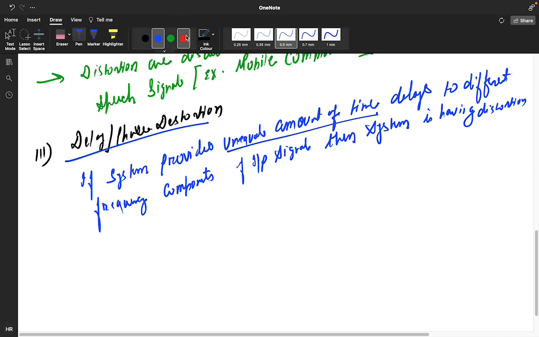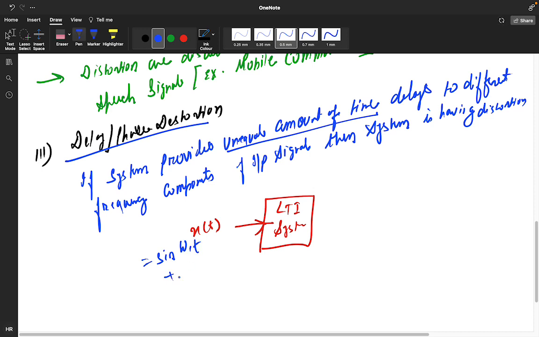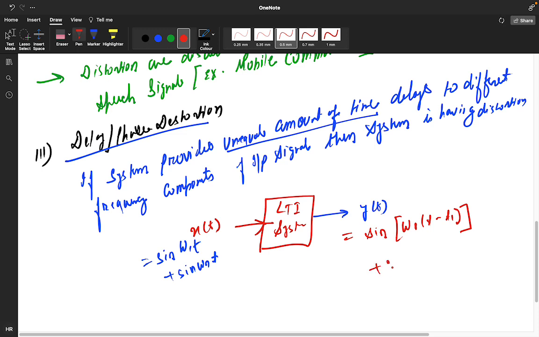So see, you have an LTI system. You are providing x of t, the value is sine omega 1 t plus, suppose, sine omega 2 t, and this is y of t, which is equal to sine omega 1 t minus t1 plus sine omega 2 t minus t2. So this phase distortion is coming.